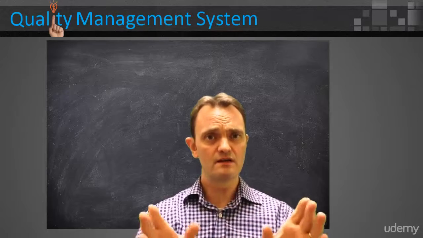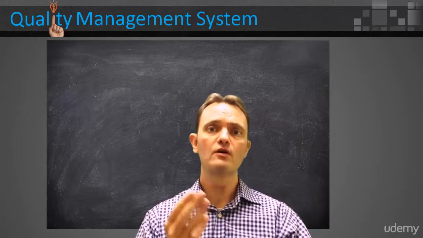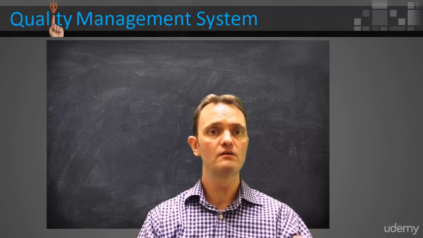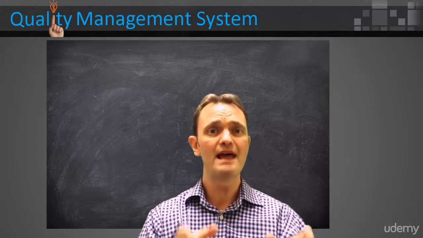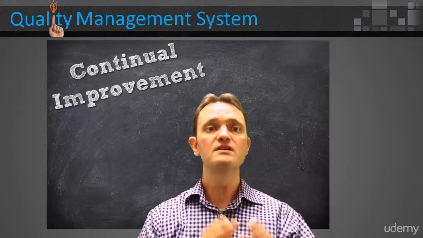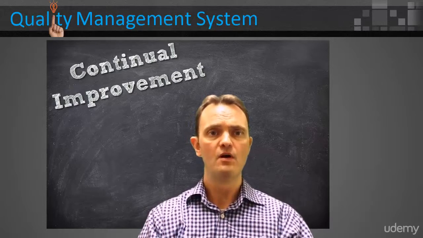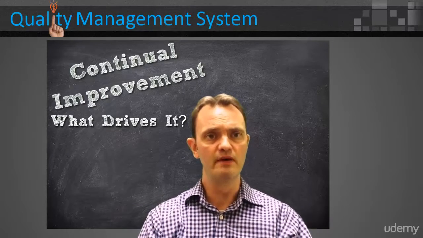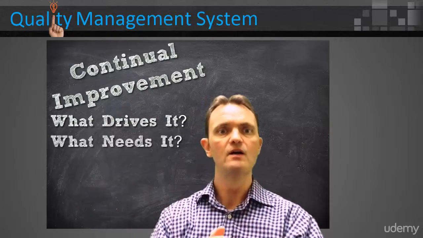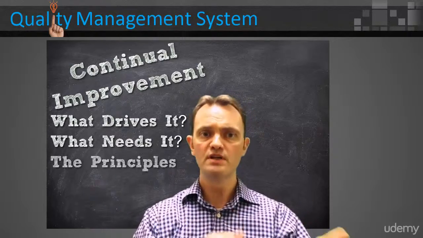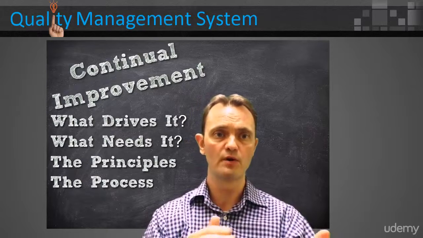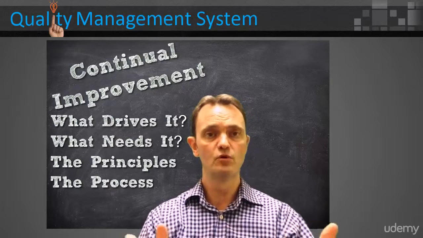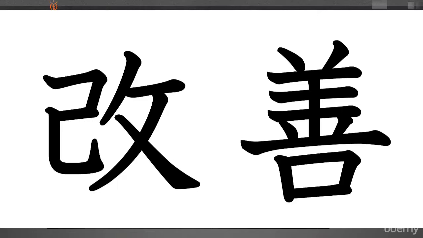Nearing the end of this, the last section, we'll look at one of the cornerstones of any total quality management process, not only the ISO 9001 but any, and that is continual improvement. What drives continual improvement? How do you actually identify what needs to be improved? Principles of continual improvement as well as the processes to be incorporated. These will all be covered in this section.